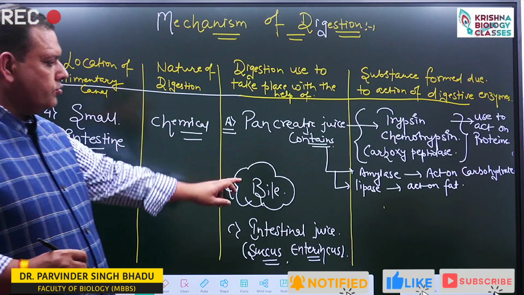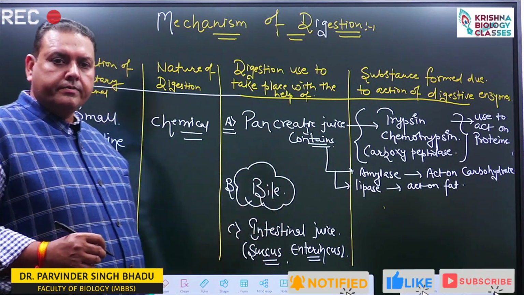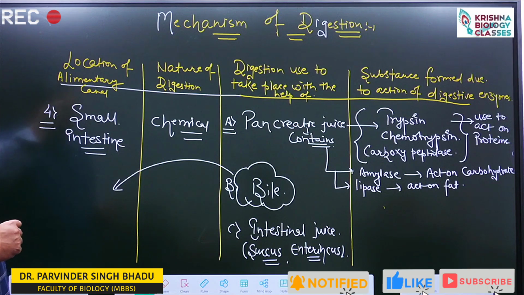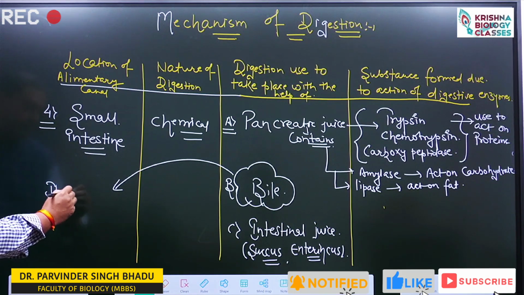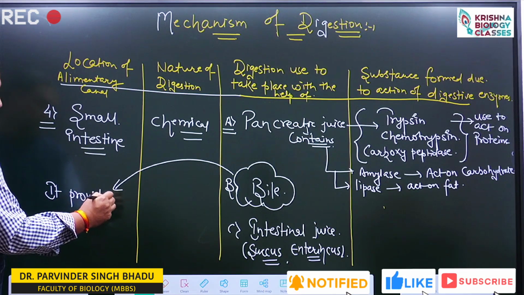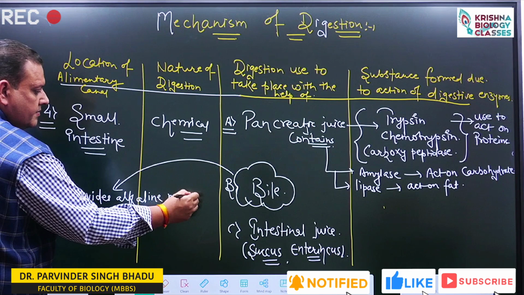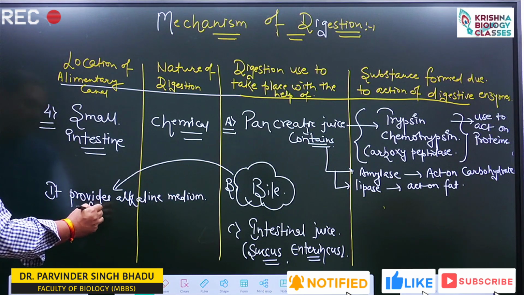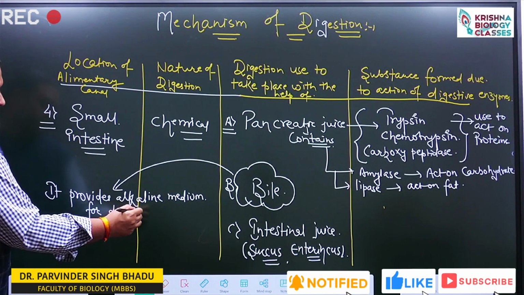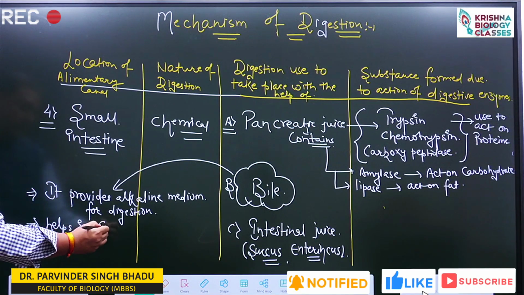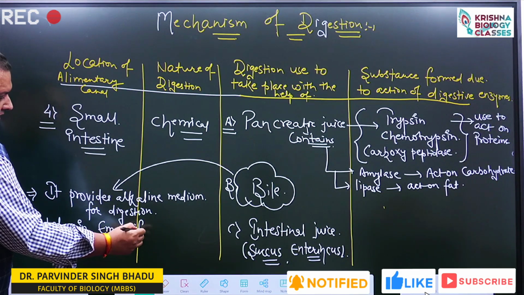Bile. Several times questions used to come on the components of bile or the functioning mechanism of bile. So, bile provides an alkaline medium for digestion and helps in emulsification.